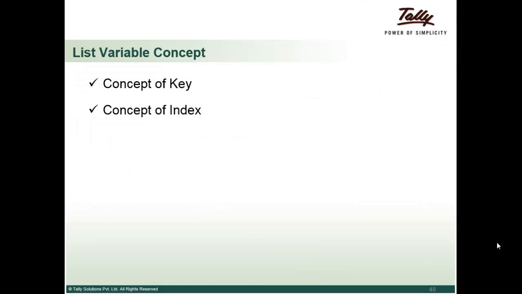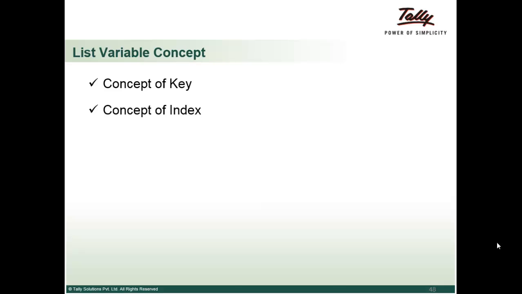So next we will be seeing the concept of list variable. We already know what is the definition of a list variable. The difference between a list variable and a normal variable is that the normal variable has only one instance, whereas a list variable has a list of instances. So when we see the concept of list variable, we have two concepts to be understood. One is the concept of key, and one more is the concept of index.